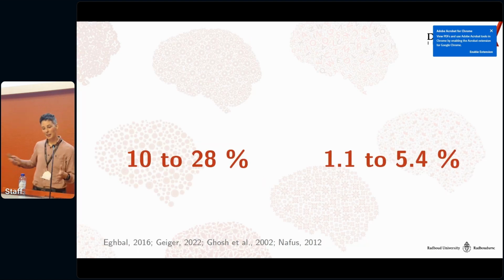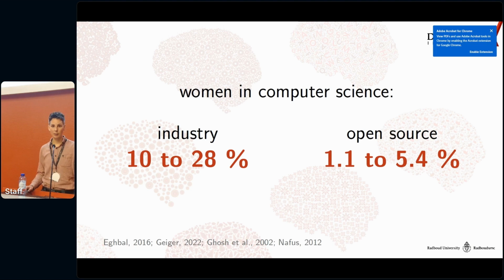There is more. There is an even longer tail to this. Up on the screen now are 2 ranges of numbers. One is 10 to 28%, and the other is a mere 1.1 to 5.4%, a really big difference. Some of you in the room might guess where the story is going. Yes, this is about gender imbalance. There is 10 to 28% of women in industry jobs doing computer science. In open source, it's, depending on the estimates, 5% or less.